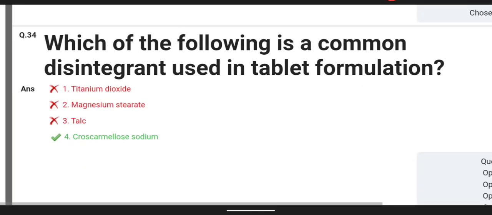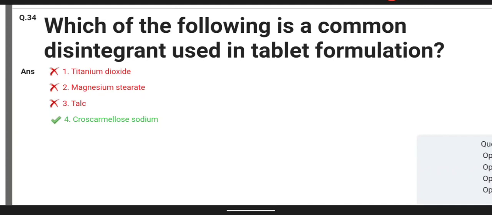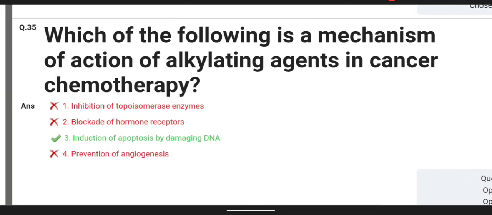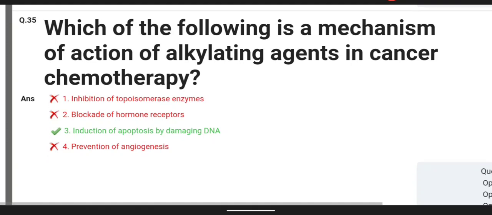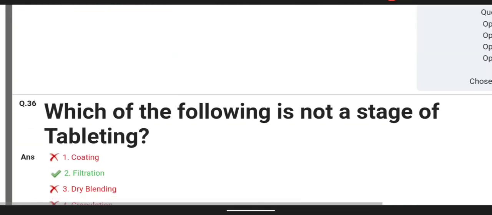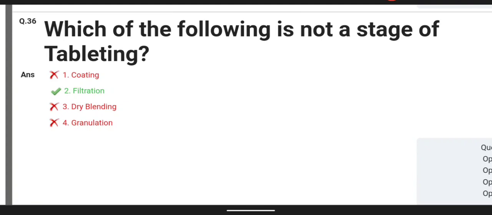Answer: 20 weeks. Which of the following is a common disintegrant used in tablet formulations? Answer: croscarmellose sodium. Next, which of the following is a mechanism of action of alkylating agents in cancer chemotherapy? Answer: induction of apoptosis by damaging DNA.